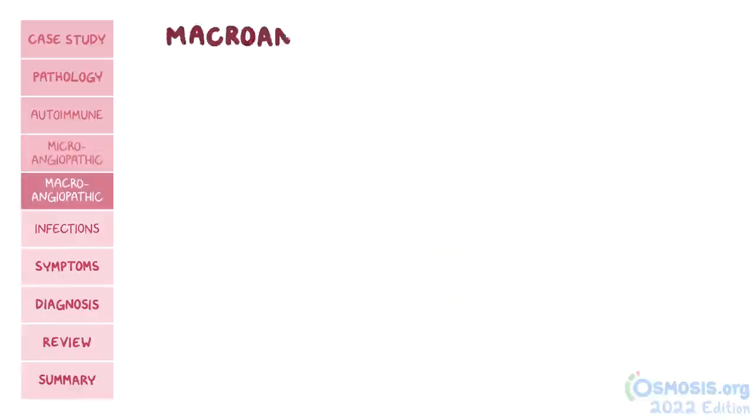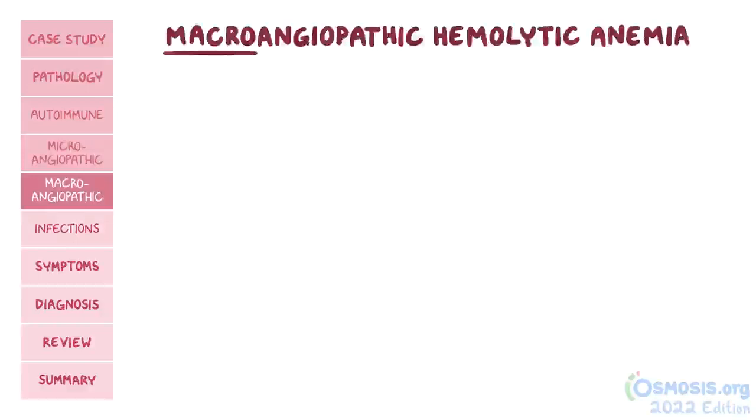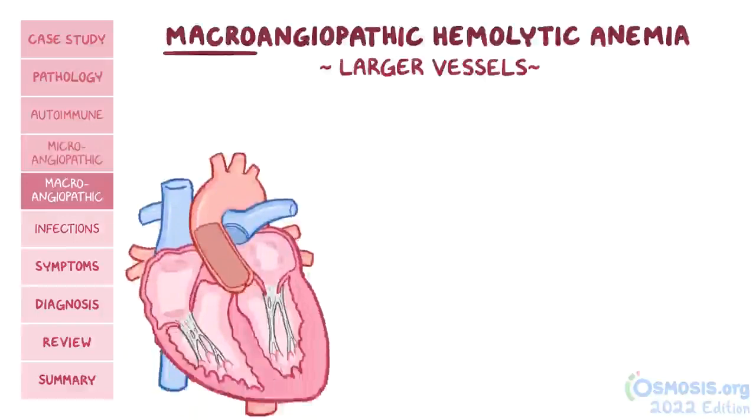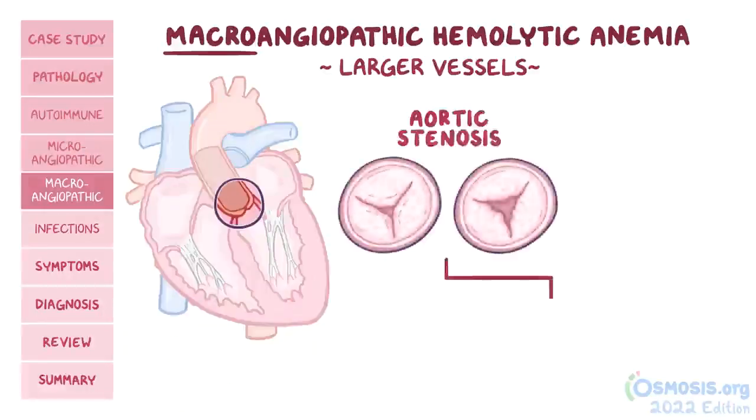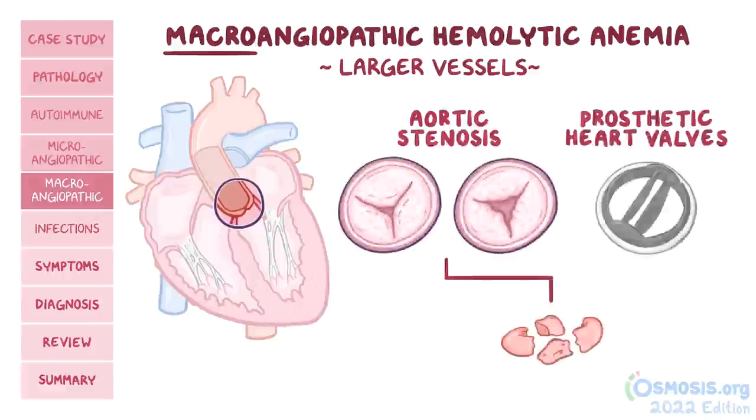Alright, moving on to macroangiopathic hemolytic anemia, where the destruction of red blood cells happens in the larger vessels. Actually, most of the time, this happens inside the heart. One example is aortic stenosis, where the red blood cells are damaged when squeezing past the damaged valves. Prosthetic heart valves can also cause the same problem.